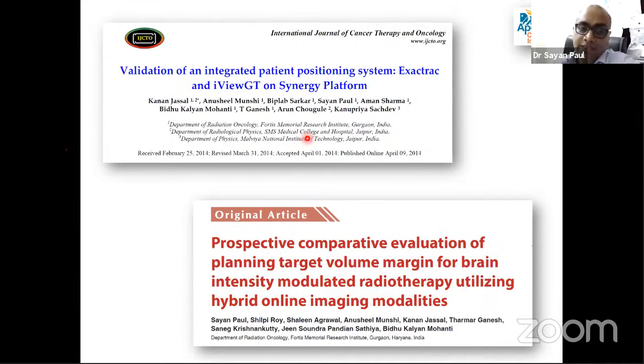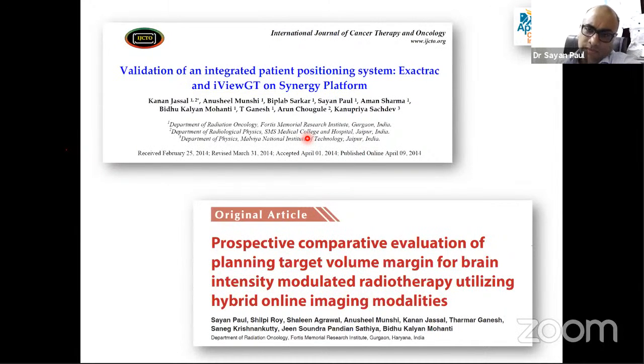So in hybrid imaging systems, you have multiple imaging options, like you have a portal image, you have MVCT image, you have CBCT image, 4D CBCT image, you have ExacTrac imaging, and you can use according to your convenience. And whenever you feel that you need the CBCT, you can do a CBCT. And if you need intrafraction image guidance, you can take ExacTrac images also. And if you want a 4D CBCT, you can take a 4D CBCT also. According to your need, you can use multiple imaging systems.